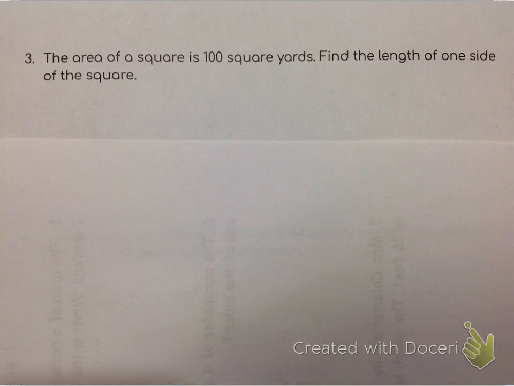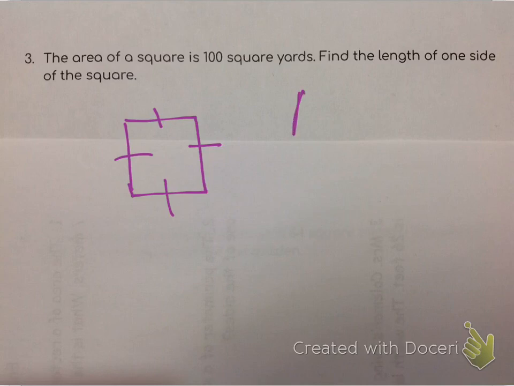In this question, it says that the area of the square is 100 square yards. Find the length of one of its sides. What I tell them to do first is to draw the figure. So you know it's a square, and I ask, what do you know about squares? They'll tell me that all the sides are the same. Then I ask, what is the formula that you would use to find area? They know that area equals length times width.